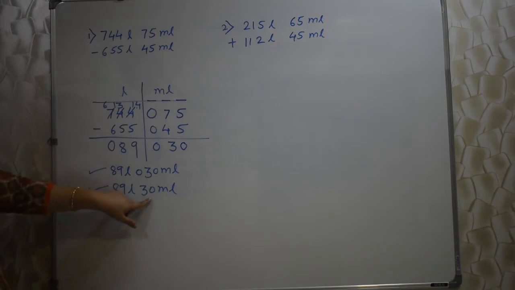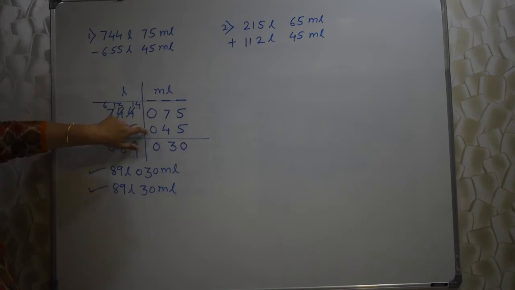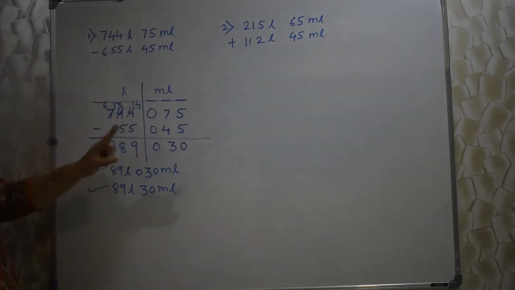No, I am not writing 300. I am writing 30 only. This is also 30. This is also 30. Okay. So 89 liters, 30 ml is the answer. Be careful with these zeros. 3 places you have to occupy.